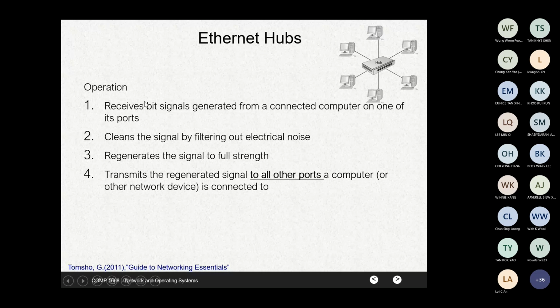You need to pay attention here. That's where I'm trying to go. The operation of the switch will be different from the operation of the hubs. So the operation is different. Here the hub will transmit the received signal into all ports. It's simply like broadcasting to all ports.